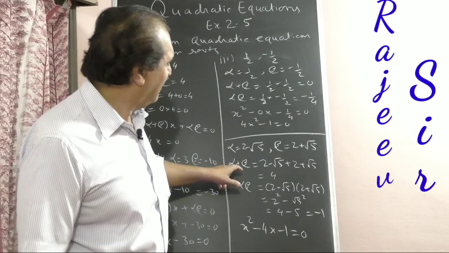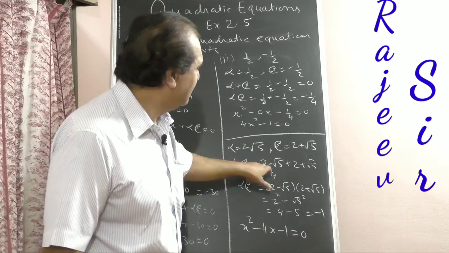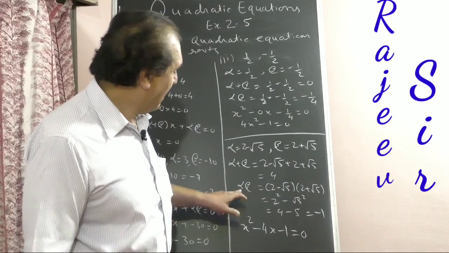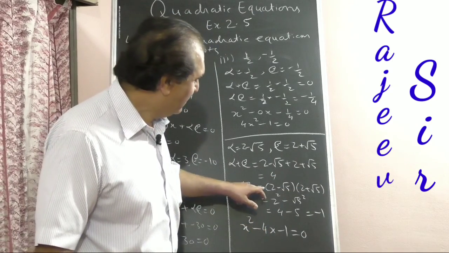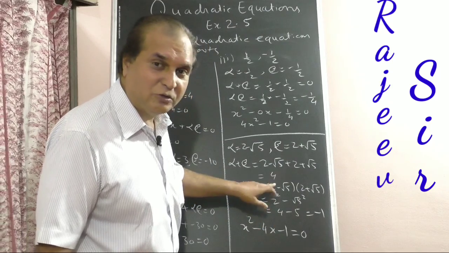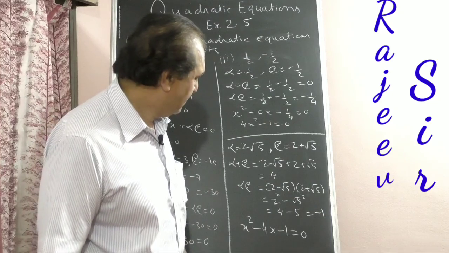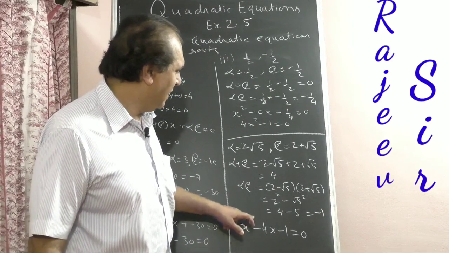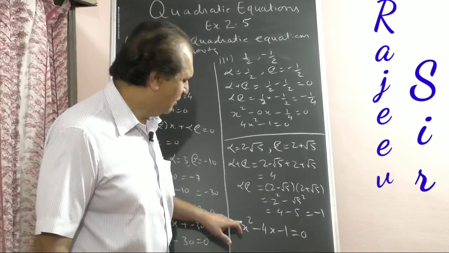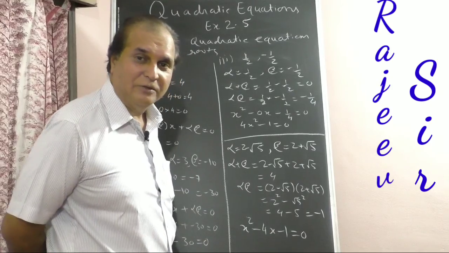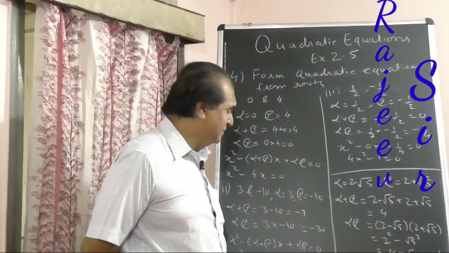Okay? So alpha plus beta: 2 minus root 5 plus 2 plus root 5, minus root 5 cut, 2 plus 2 is 4. Alpha beta: 2 minus root 5, 2 plus root 5. Identity: A minus B, A plus B is A square minus B square. 2 square minus root 5 square, 4 minus 5 is minus 1. Answer directly, x square minus (alpha plus beta)x plus alpha beta equal to 0: x square minus 4x minus 1 equal to 0. Understood? Simple, very easy part.